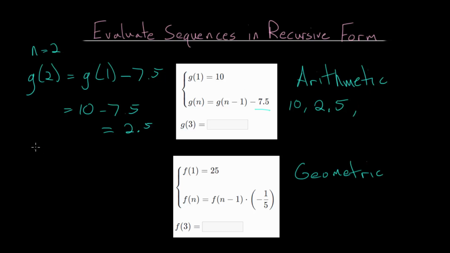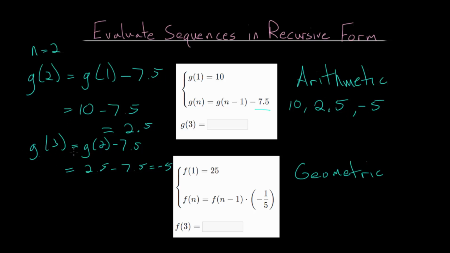To find the third term, we would just repeat this pattern. So now we're setting n equal to 3. And so we have g of 3 is equal to g of 3 minus 1, so g of 2, minus that 7.5. And we know g of 2, we just found that. That's 2.5. We're going to take 7.5 from that, and so that gives us minus 5. So minus 5 is the next term in the sequence.